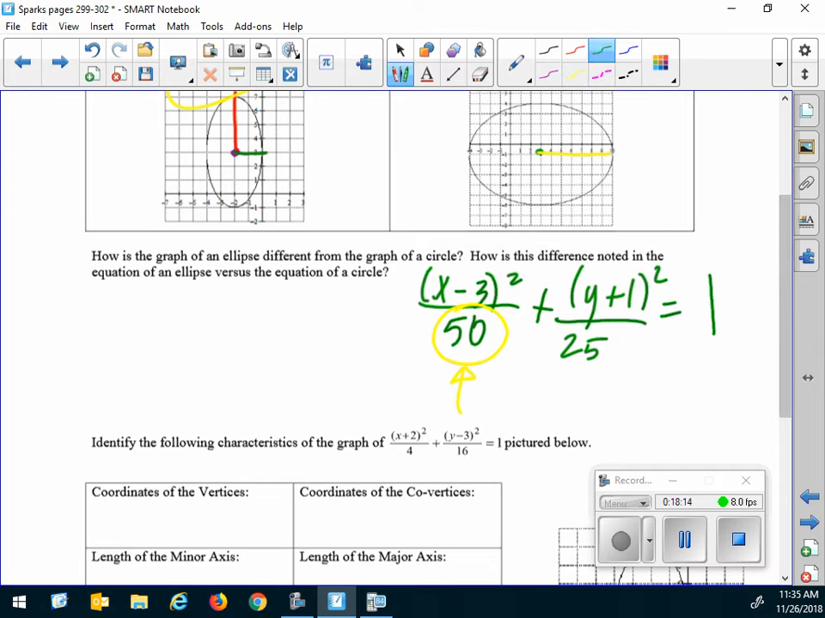What is the length of the minor? Well, I say semi-minor. I should say semi-minor. 5, and 5 squared is 25. The minor axis is parallel to the y-axis, so the minor part is under the y. Are you doing okay so far?